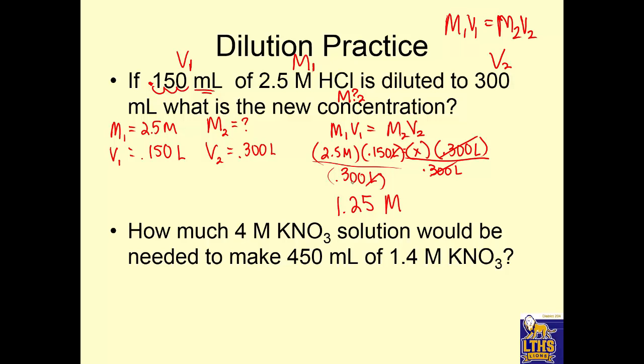Okay, so that makes sense. Well, we start with 150 milliliters of that. We dilute it to 300 milliliters, which is double the volume. We get half of the concentration. Okay. So this is the new molarity. It's dilute.